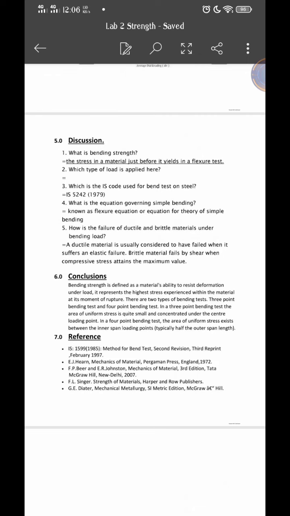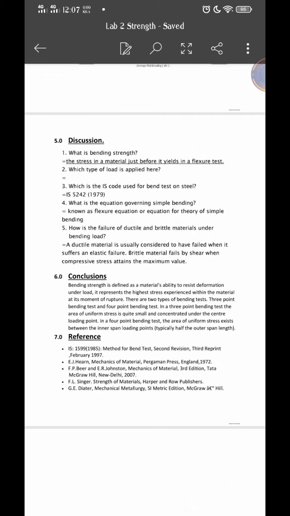Bending stress is defined as a material's ability to resist deformation under load. It represents the highest stress experienced within the material at the moment of rupture. There are two types of bending test: the 3-point bending test and the 4-point bending test.